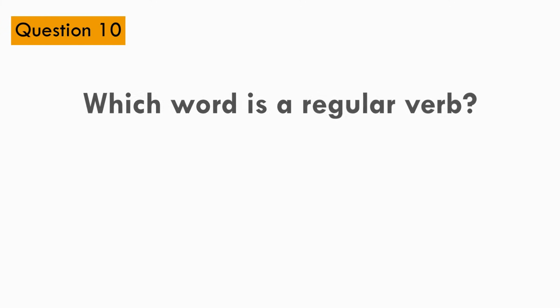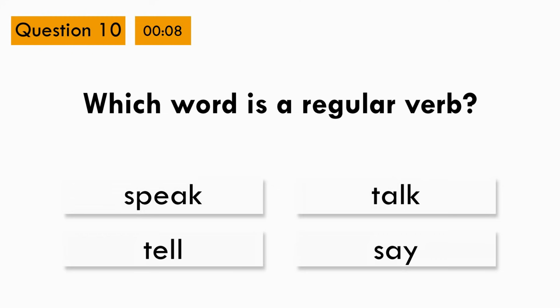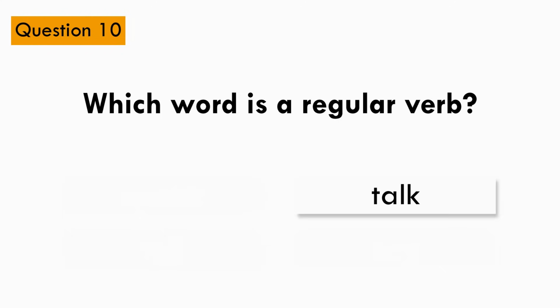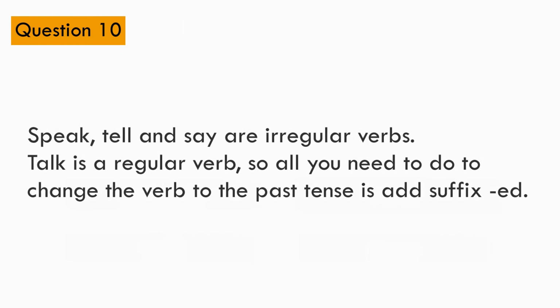Question 10. Which word is a regular verb? Speak, tell and say are irregular verbs. Talk is a regular verb, so all you need to do to change the verb to the past tense is add the suffix ed.